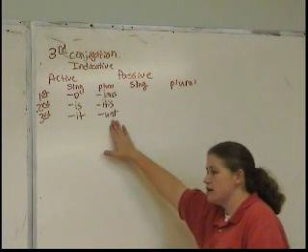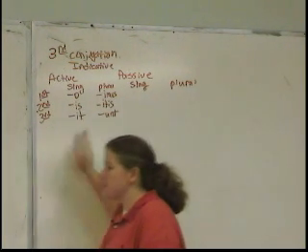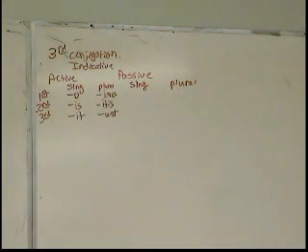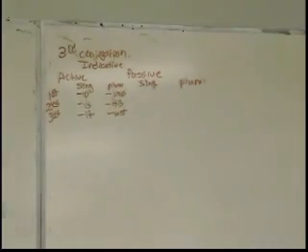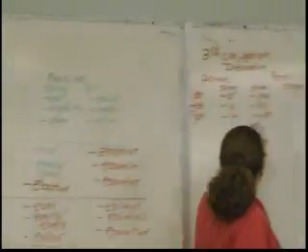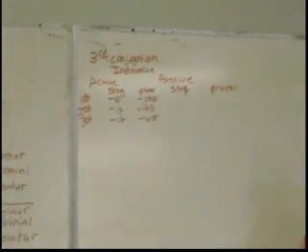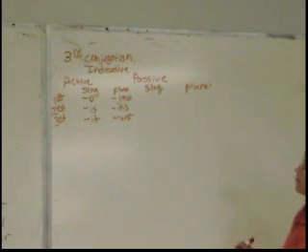You see that UNT ending? That's present for third conjugation. Don't confuse it with a bunt ending. A bunt ending is a future ending for first conjugation or second conjugation, but UNT for third conjugation is present active.